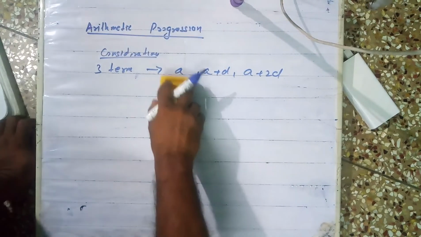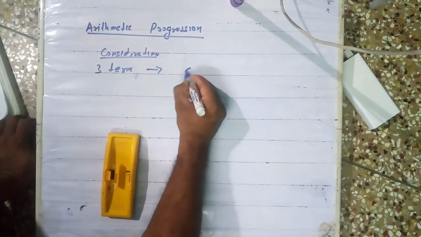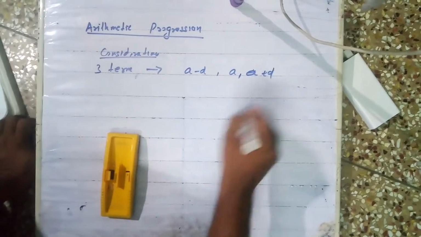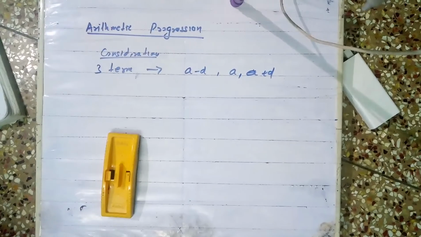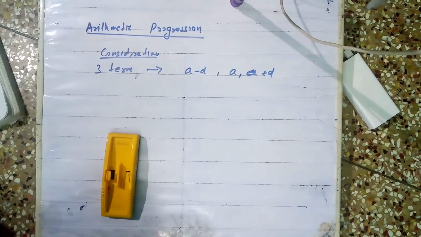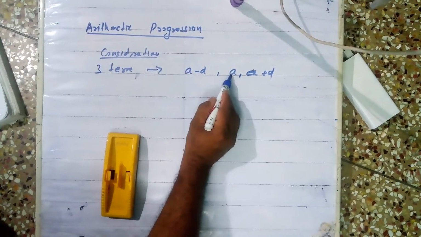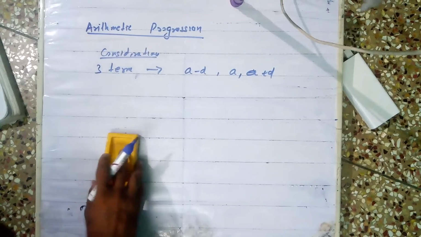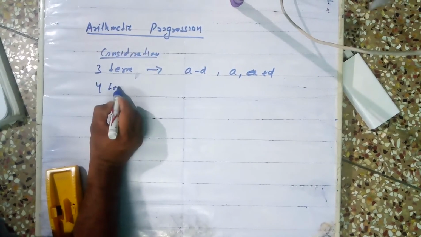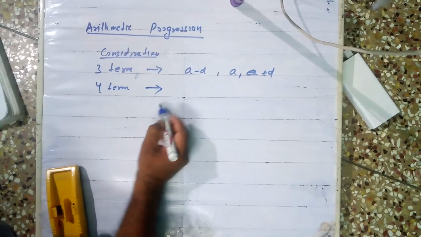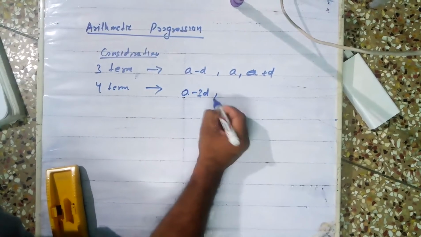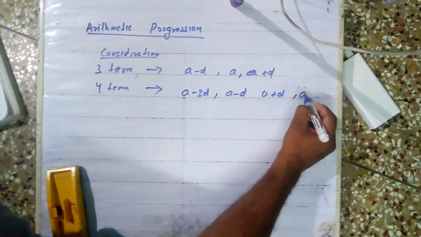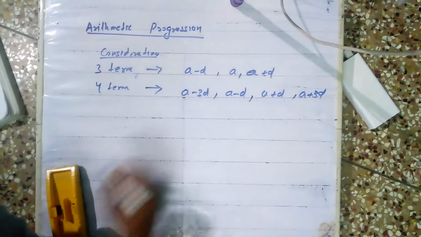But in spite of taking this way, you take this way: A minus D, A, A plus D. This will help you to solve the problems easily. This is also a common difference: A minus D to A is D, and A to A plus D is D, the common difference is the same. Suppose 4 terms are given, then you will take A minus 3D, A minus D, A plus D, A plus 3D. Got it?